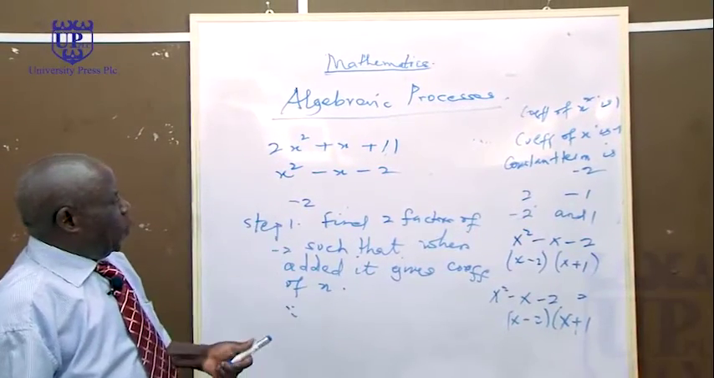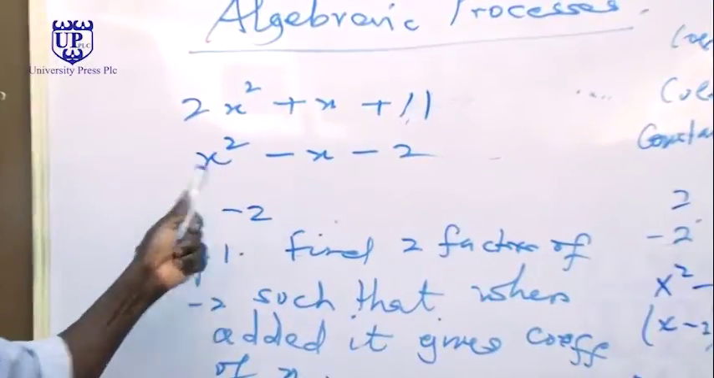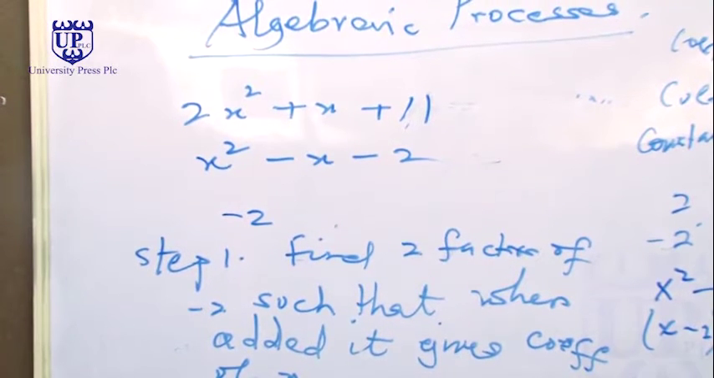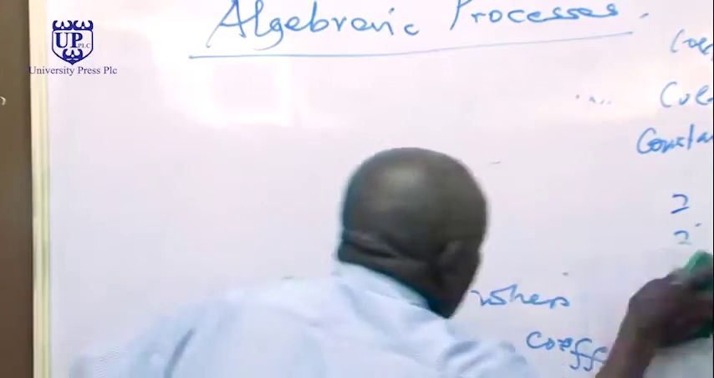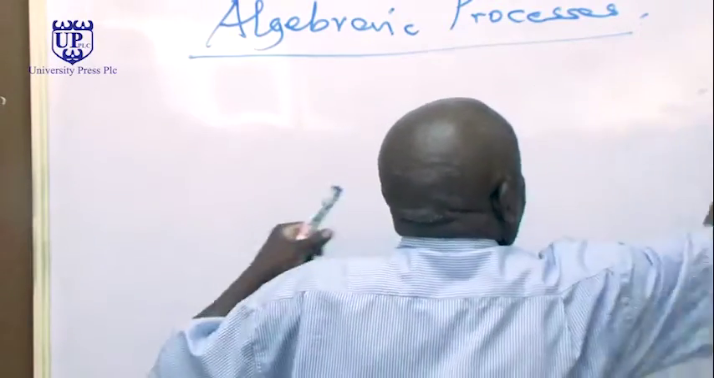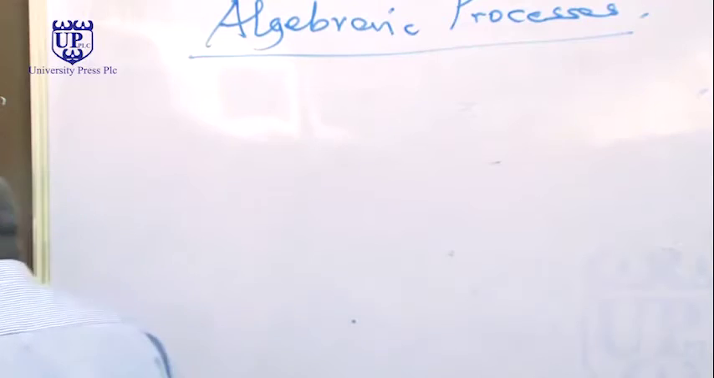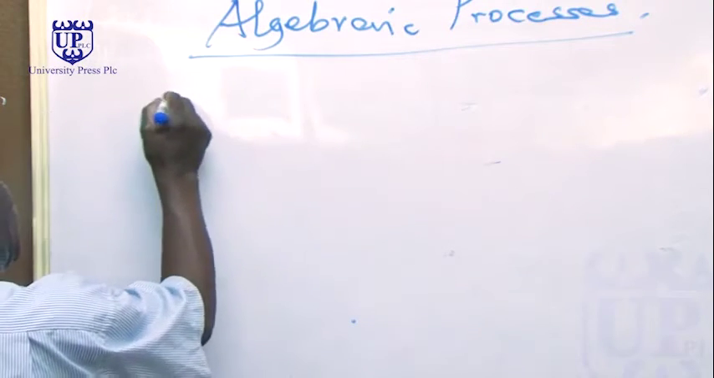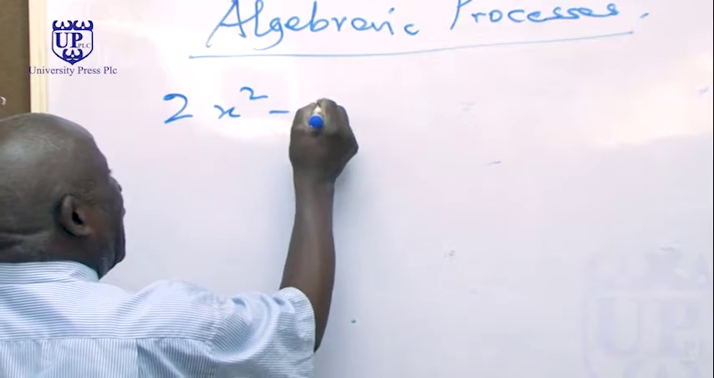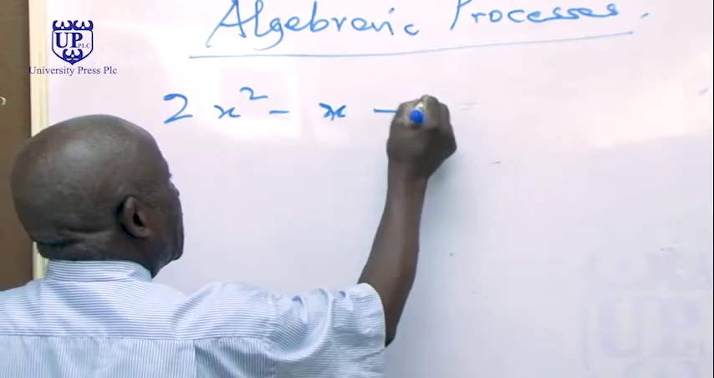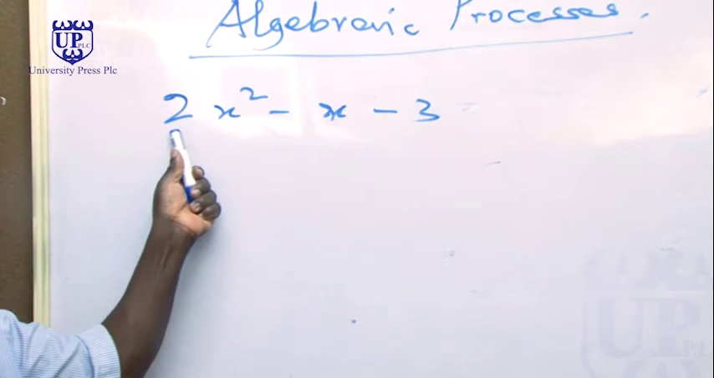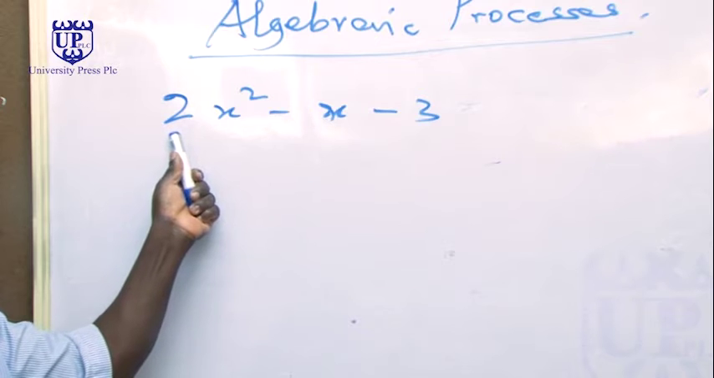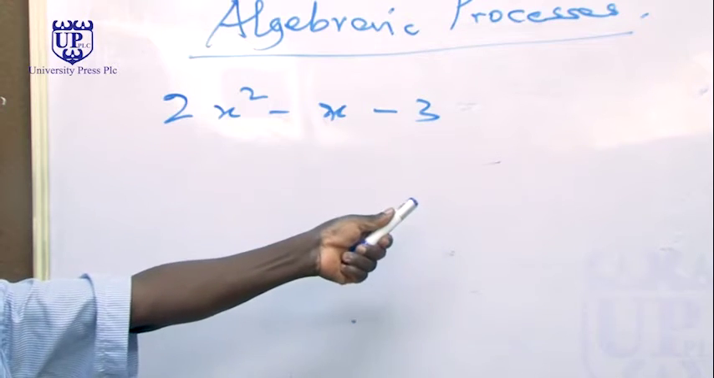You will be wondering, what if the coefficient of x squared is not 1? What are we going to do? I will explain. Now, if the coefficient of x squared is not unity, is not 1, the way of handling it is this. Let's look at this: 2x squared minus x minus 3. The coefficient of x squared is not 1 but 2. You can use the product method.